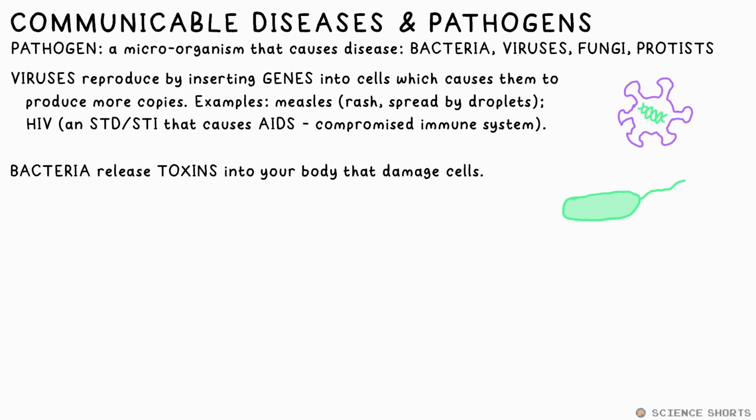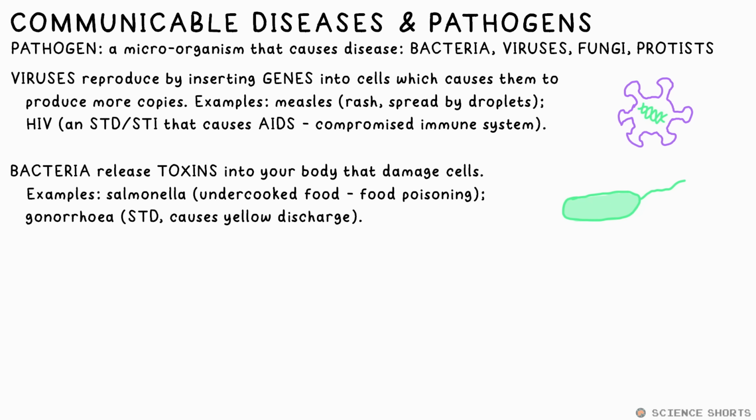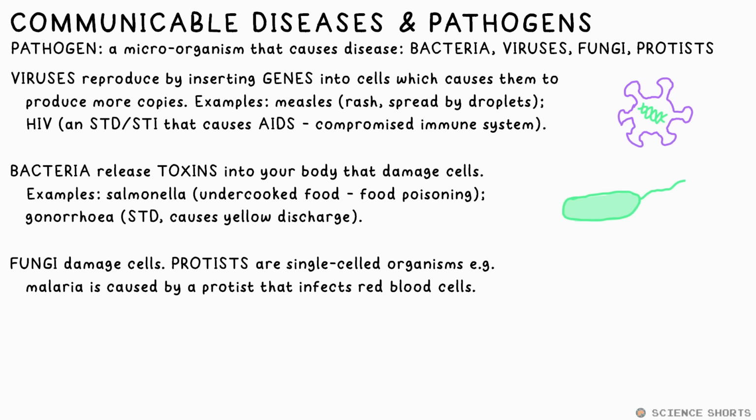Bacteria, on the other hand, release toxins that damage your body's cells, like salmonella in undercooked food or gonorrhea, another STD that causes a yellow discharge from the genitalia. Not nice. Fungi do something similar, like athlete's foot, while protists do all sorts of different things. For example, malaria is caused by a protist that burrows into red blood cells to multiply, then they burst out, destroying the red blood cell in the process. It's spread by mosquitoes, so we say mosquitoes are the vector for this disease.